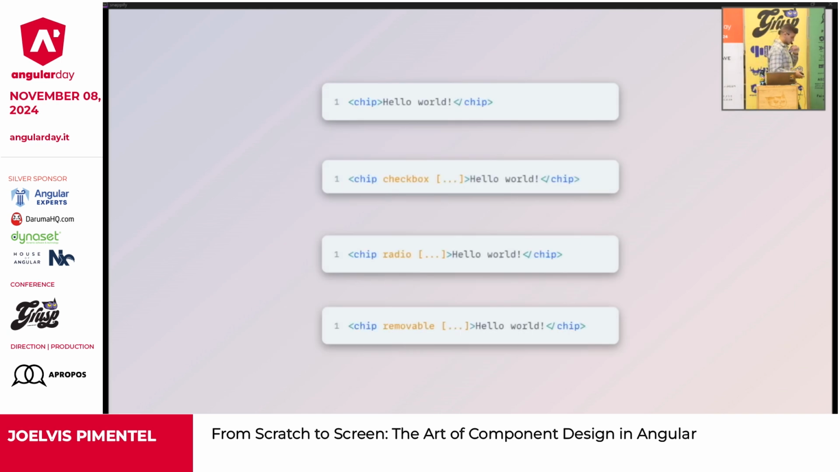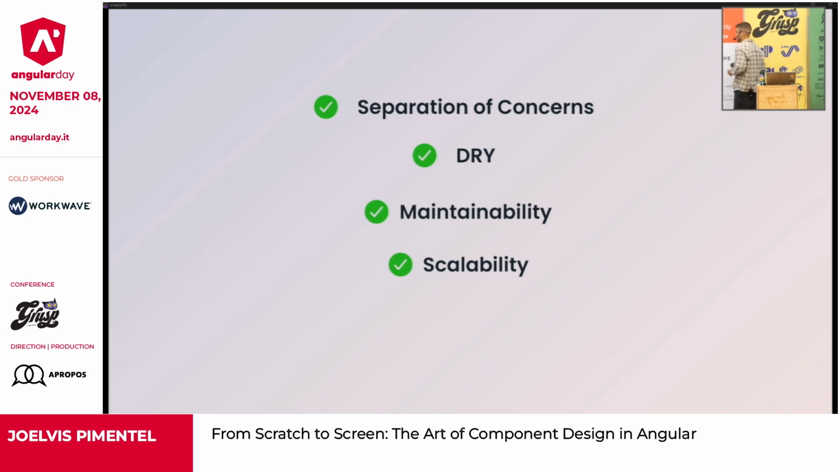At the end of the day, this will be our result. We can just use our base chip component. And when we want to use some of the features, we just add the directive to it. And when we check our list of perks, we can see that we checked them all. That's because we have separation of concerns, because we have 3 different directives that only handle their own logic. We are not repeating ourselves because the template is only found in one place, and also this whole thing is maintainable and scalable.